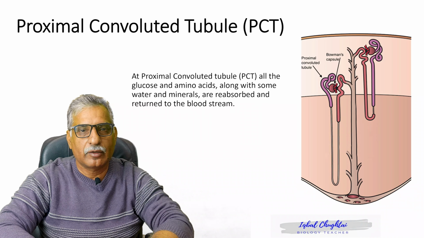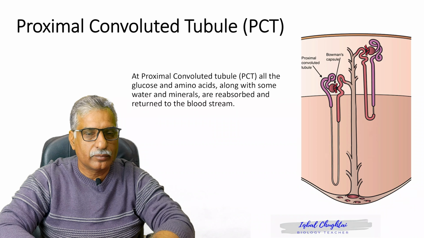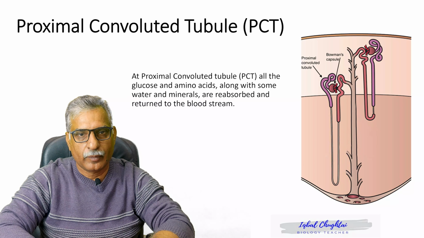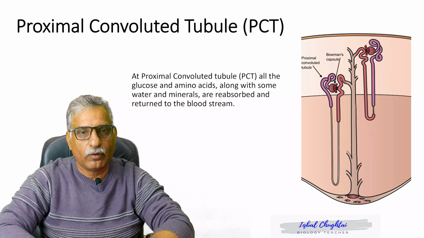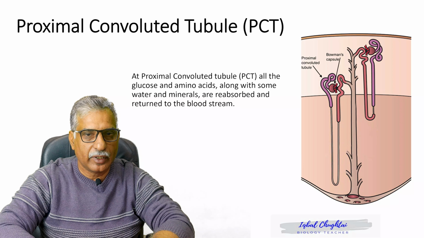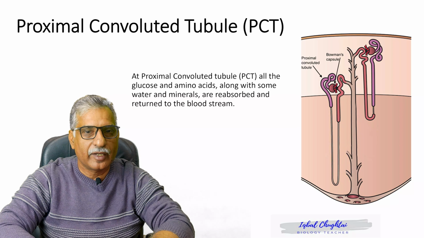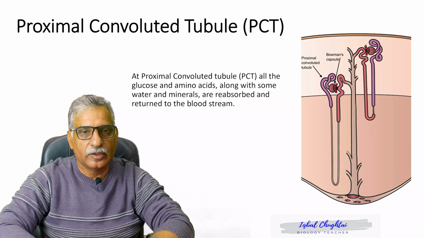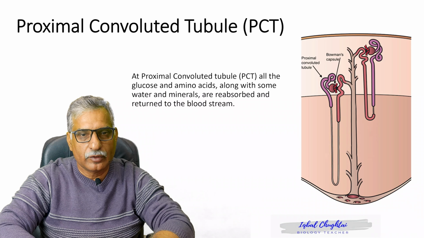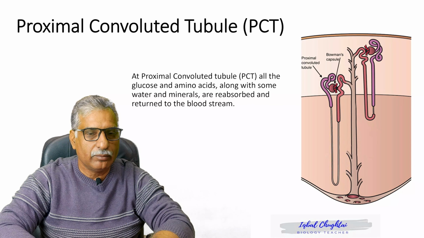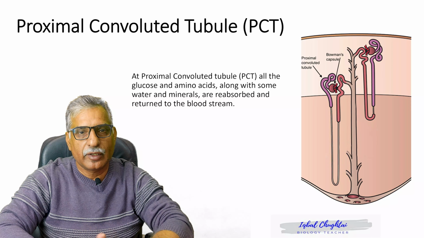Now, the substances that are reabsorbed at the proximal convoluted tubule include all the glucose, all the amino acids, some of the mineral ions like sodium ions, and some of the water. It is generally assumed that 40 to 50% of the renal filtrate, comprising important molecules and ions, especially glucose and amino acids, is reabsorbed in the proximal convoluted tubule and returned to the body fluids through the bloodstream, through the blood running through the capillaries around.